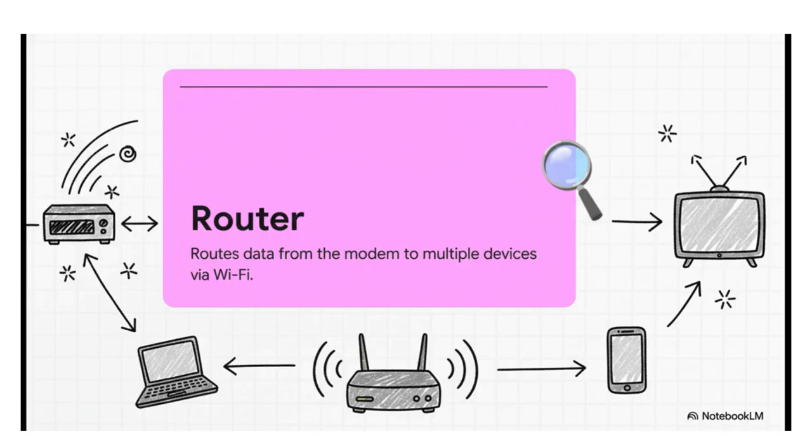Okay, next up is the router. Now, if the modem is the translator, think of the router as, let's say, a traffic policeman for your house, or maybe a distributor. It takes that one single internet connection from the modem and it cleverly shares it with all the different devices you have, your phone, your brother's laptop, your parents' smart TV, everyone. This is what creates your home Wi-Fi network.